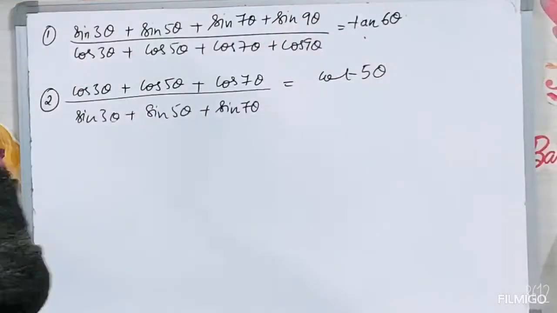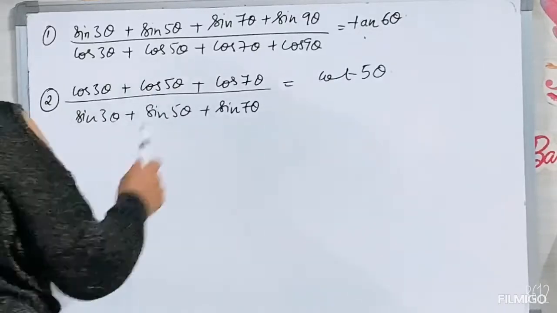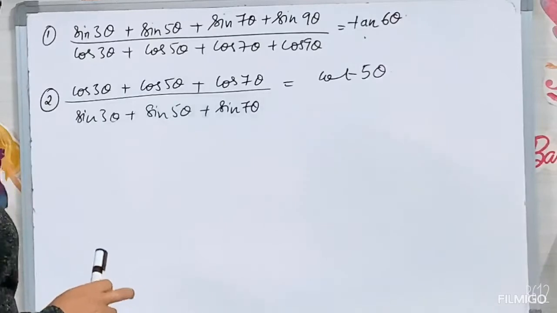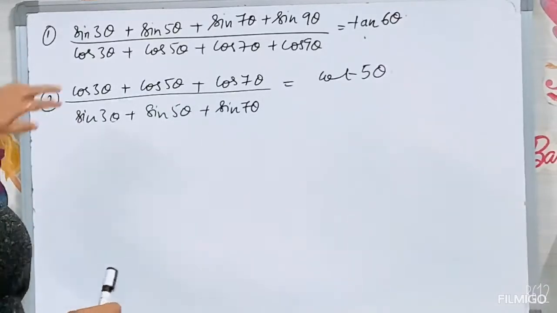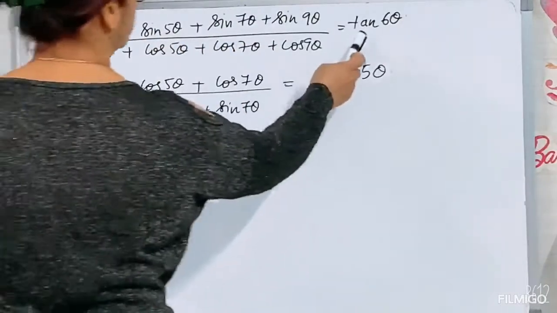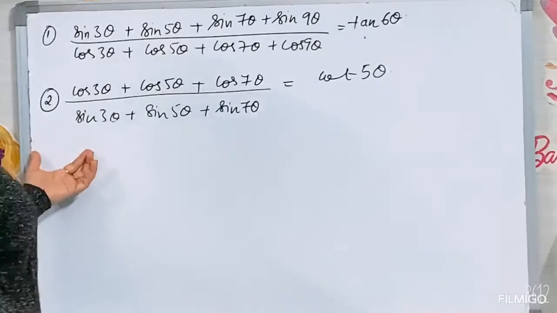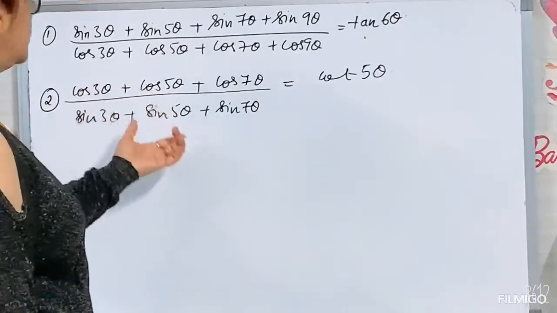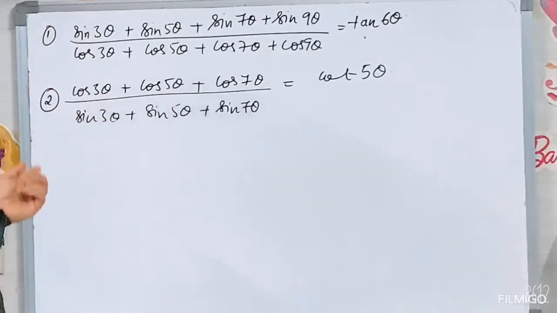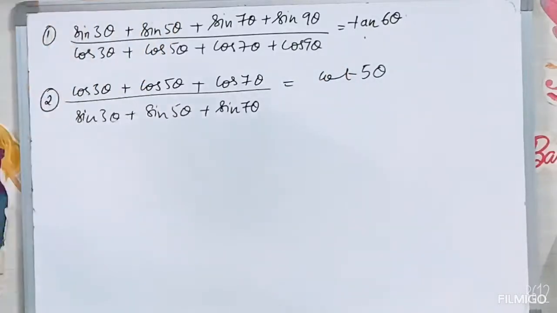First question is sine 3 theta plus sine 5 theta plus sine 7 theta plus sine 9 theta by cos 3 theta plus cos 5 theta plus cos 7 theta plus cos 9 theta. Only the function is different, it becomes tan, angle remains same. I wrote the answer directly tan 6 theta. Similarly for the second one also, cos 3 theta plus cos 5 theta plus cos 7 theta by sine 3 theta plus sine 5 theta plus sine 7 theta. Only the function was different, angle remains same. I wrote the answer directly cot 5 theta.